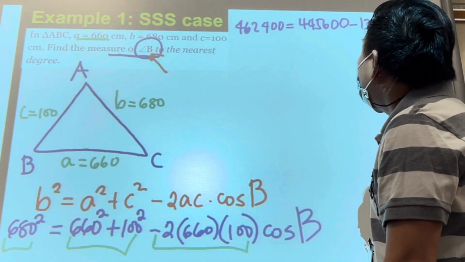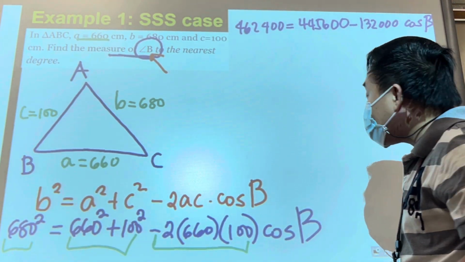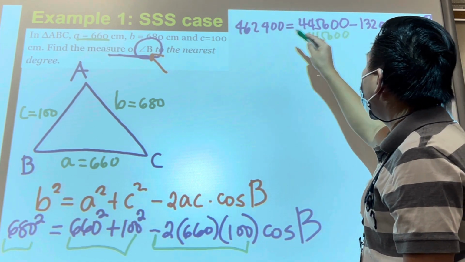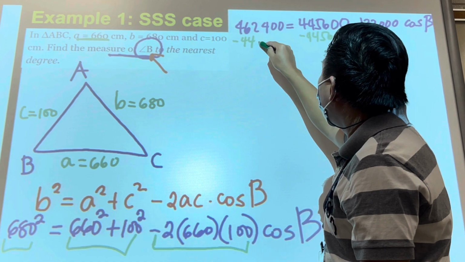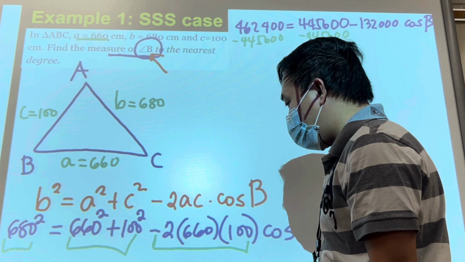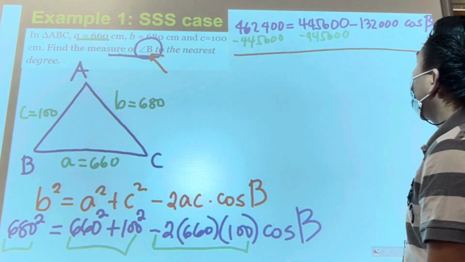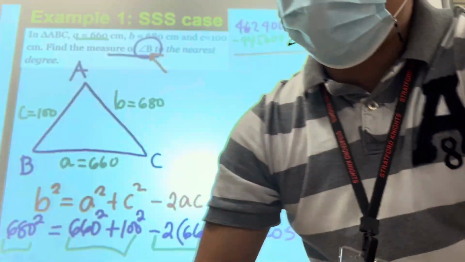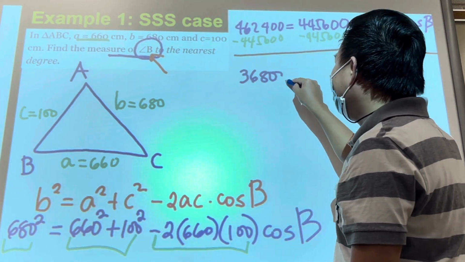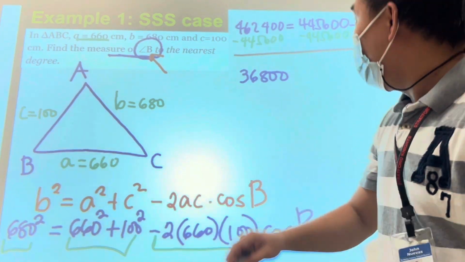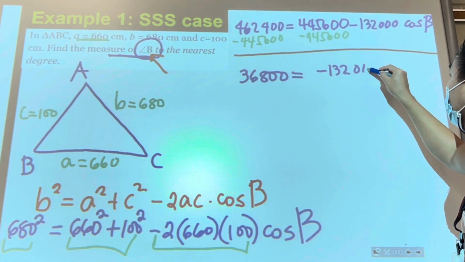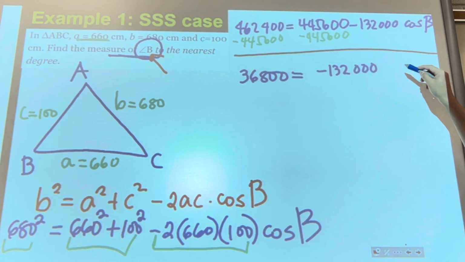What do you do next? What we can do next is subtract 445,600 from both sides. And right now, what will be the equation? Did you get 36,800? Yes. And then on the right side, you have negative 132,000 cosine B.